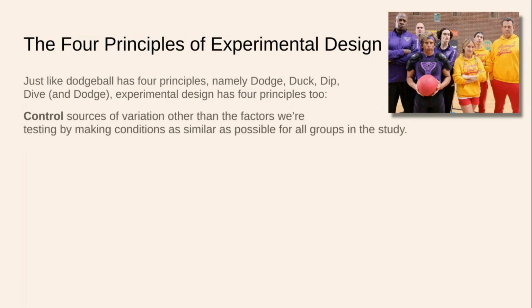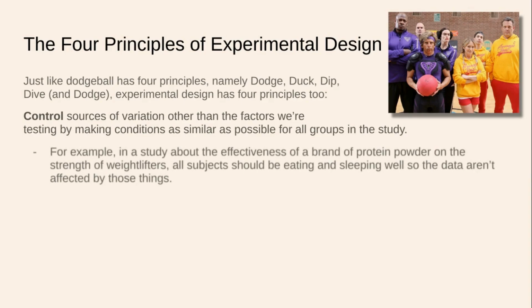The first principle is control. You control sources of variation other than the factors. Those are the explanatory variables that we are studying, by making conditions as similar as possible for all groups in the study. So for example, in a study about the effectiveness of a brand of protein powder on the strength of weightlifters, all subjects should be eating and sleeping well so the data are not affected by those things.